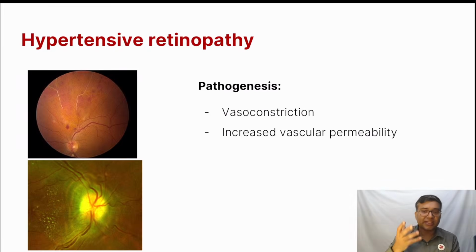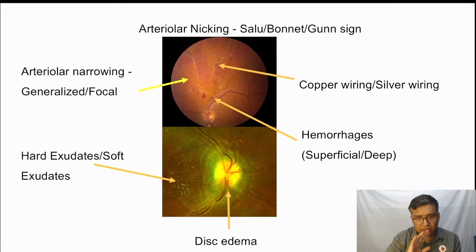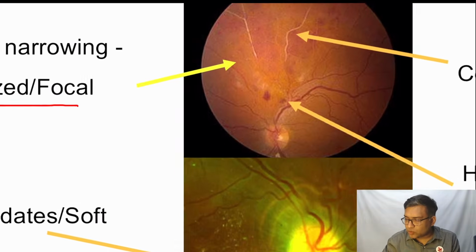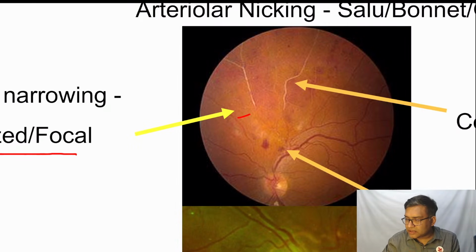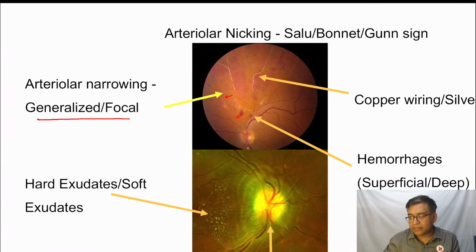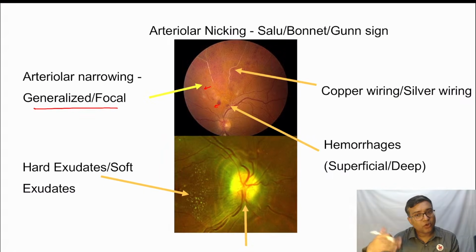Now, these patients who are having a hypertensive retinopathy, like a diabetic retinopathy, can have a lot of presentations. Okay, so let's learn a bit about that. So the first thing they get is the generalized and focal narrowing of the blood vessels. As you can see here, there is a narrowing of the blood vessels. Okay, so it can be generalized or it can be focal.